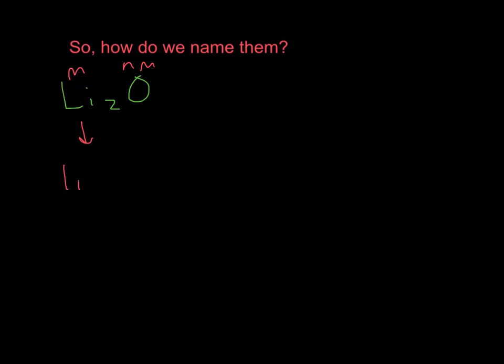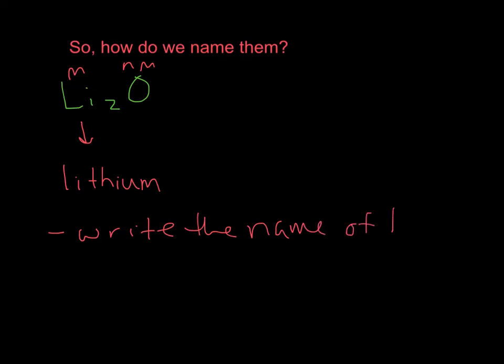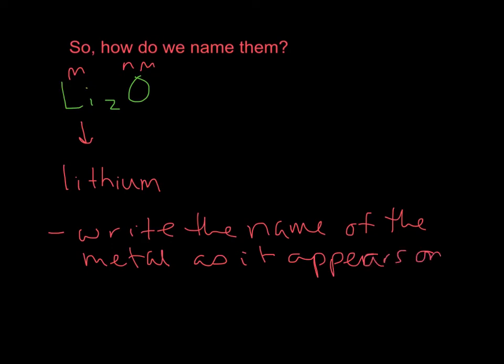So we're going to just write down the name for the first one. So this is lithium. Just write it exactly as it appears on the periodic table. You're going to write the name of the metal as it appears on the periodic table.